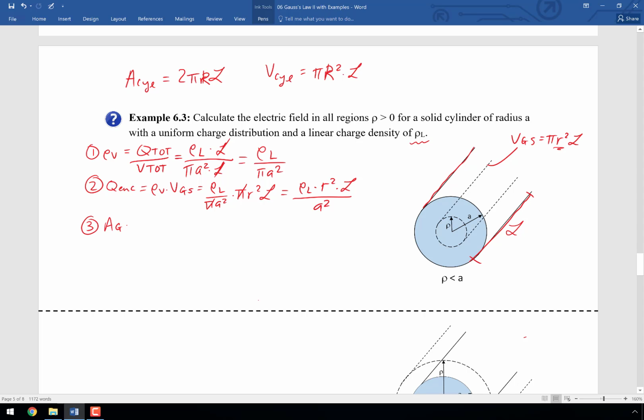The area of the Gaussian surface is the area of a cylinder of radius r. So this is 2 pi lowercase r times L. And then step 4 in this case, again, we didn't have a step 5. I guess you could call this step 2.5. The electric field then is going to be the enclosed charge divided by epsilon 0 times the area of the Gaussian surface. And the enclosed charge, we already found that. We found it right here. I'm just going to box the final answer. So it's rho sub L times r squared times L divided by A squared.